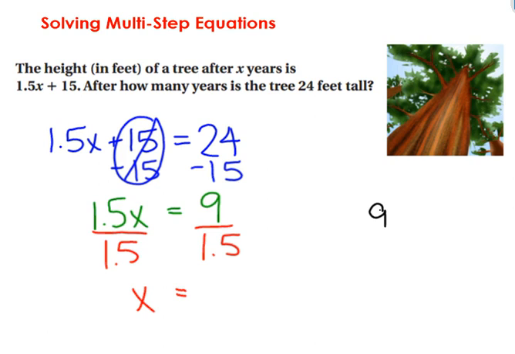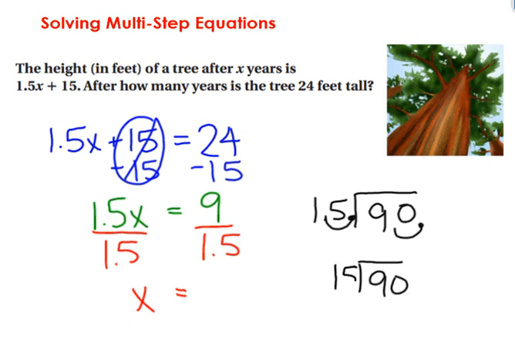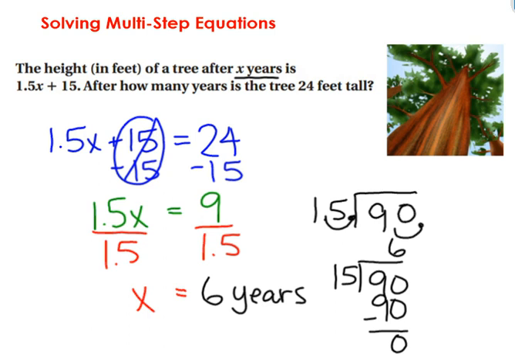So 9 would go inside the division box, 1.5 on the outside. If you're dividing by a decimal, remember, multiply by 10. And so that's the same math problem as 90 divided by 15. And 15 goes into 90 exactly 6 times. So 9 divided by 1.5 is 6. This is a word problem. X represents years, so we'll include units. It is going to take 6 years.